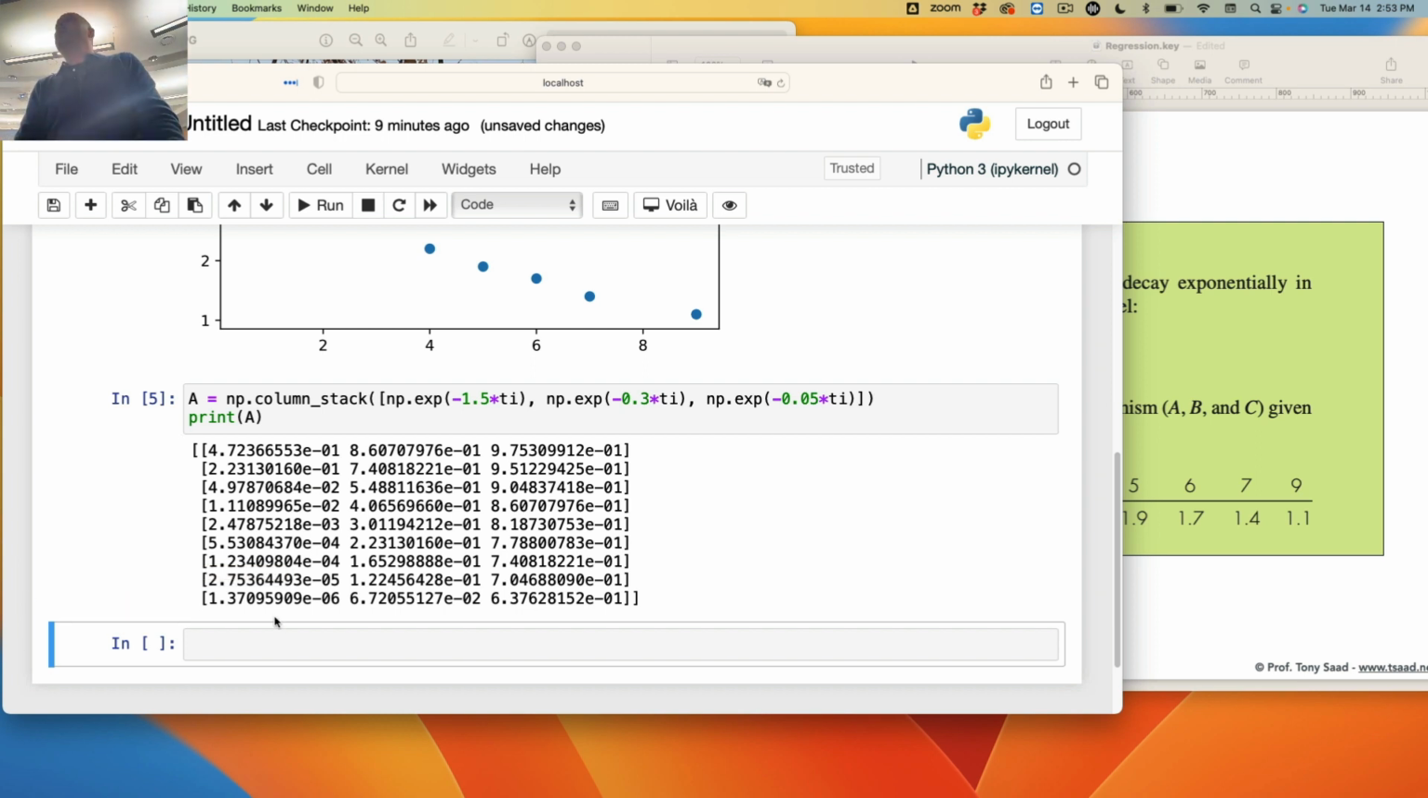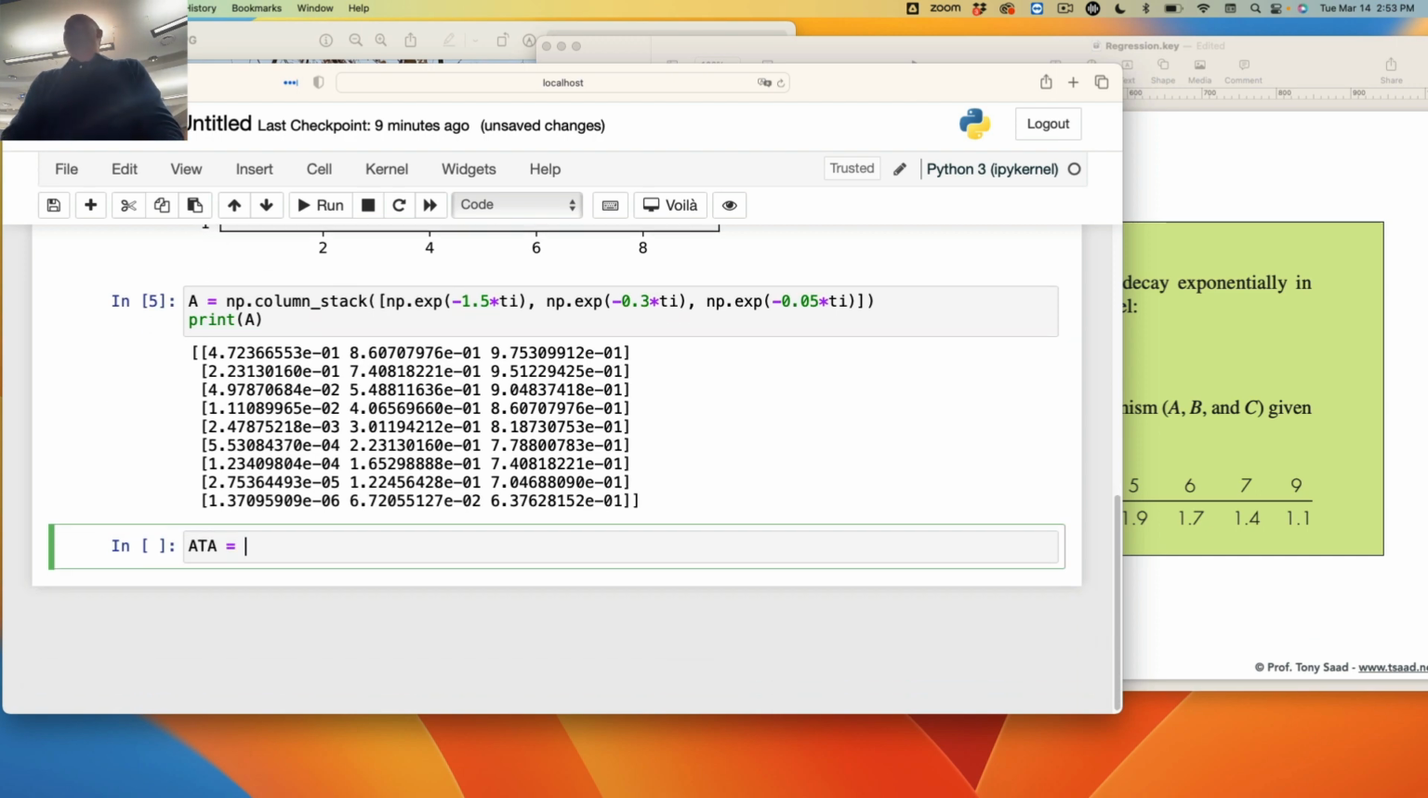Okay? So now, ATA, that's what I usually use, is A dot T, which is the transpose of A. So with NumPy arrays or NumPy matrices, you do A dot T, it takes the transpose of A. Okay? And then I'm going to multiply it by A. So that gives me ATA.